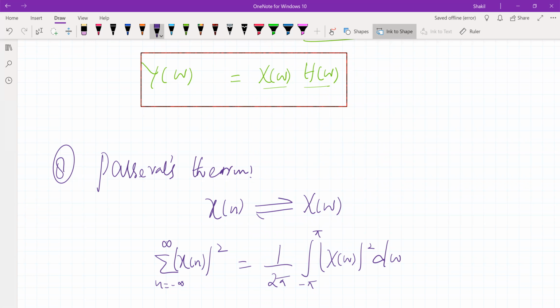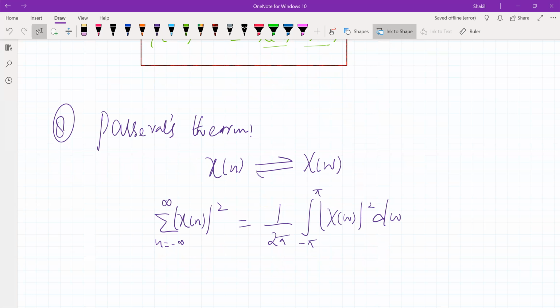This is the energy of the signal actually. So we can calculate the energy either from the time domain using this expression or using the frequency domain expression. Here we see we are using a summation because this is a discrete time signal and X of omega is a continuous function of omega. That's why we are using integration on the right hand side.